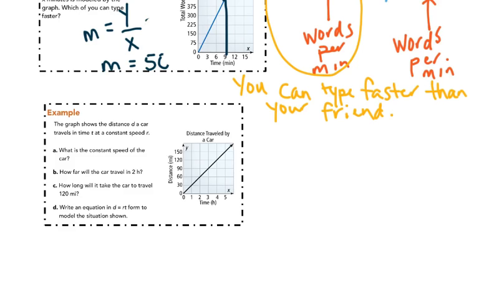So let's talk about the constant speed of the car. Speed is miles per hour. So if you take a look at your axes, miles is your y and hours is your x. So miles per hour would be your y divided by your x.